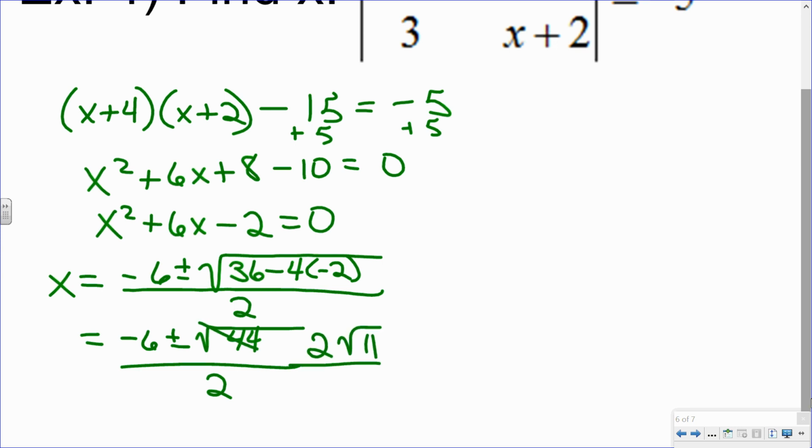And everything is even, so I'm going to take negative 6 divided by 2 is negative 3, and cancel that one, and negative 3 plus or minus root 11 for my two possible answers. Questions there?